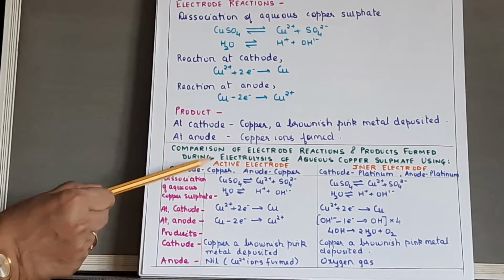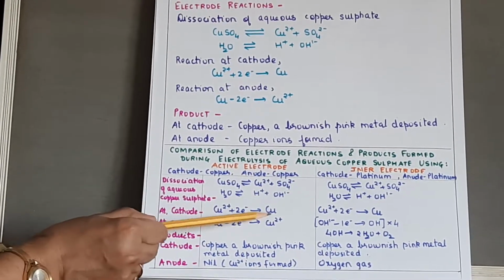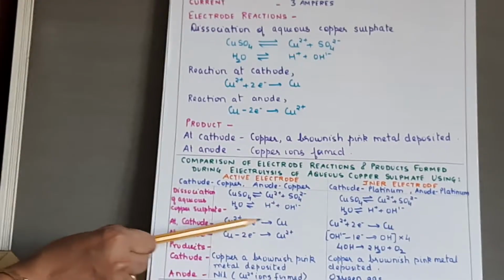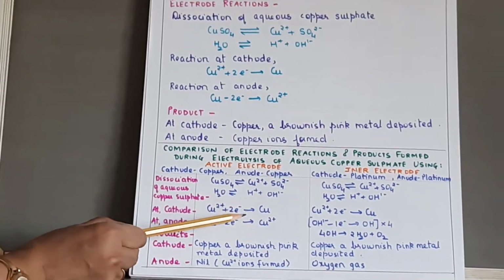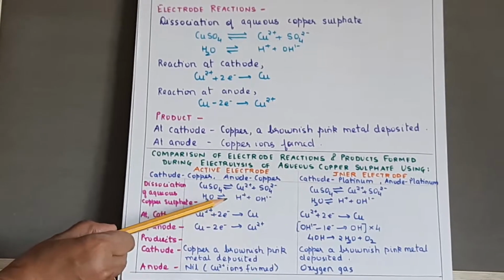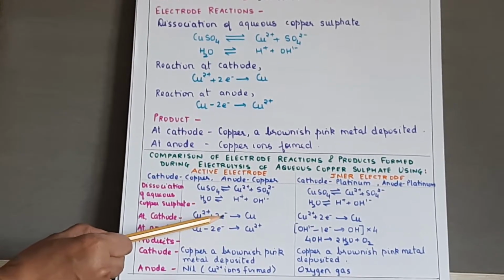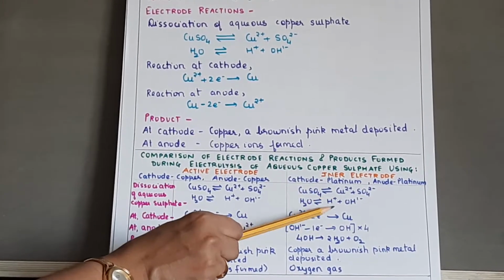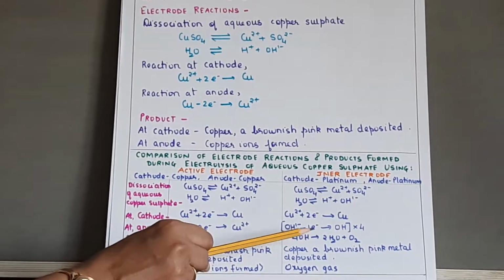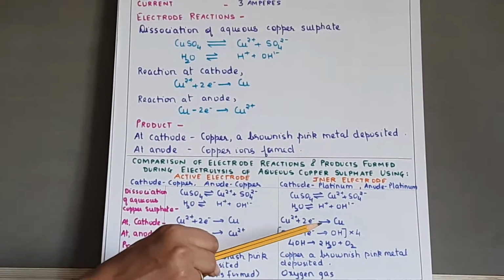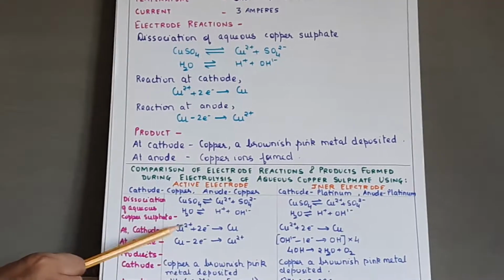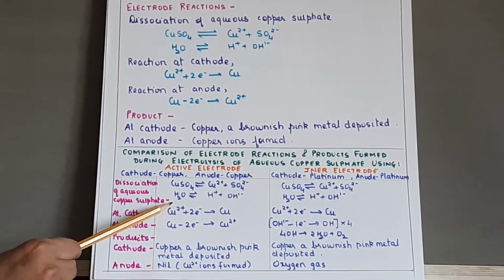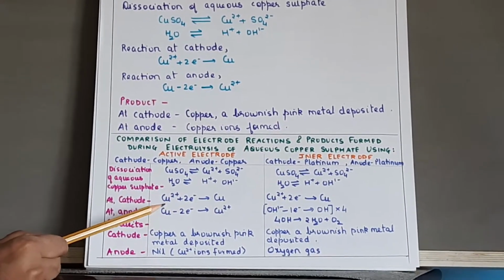Unlike here, with active electrodes, copper is getting discharged to form copper atoms, and again at the anode copper ions are formed. So there is a balance in the copper ions, and it is the copper ions which impart the blue color to the copper sulfate solution, right? So when you are using platinum, the blue color is going to fade and the anode will remain intact. There will be no decrease in mass of the anode. Whereas here, the blue color will remain intact and the anode will decrease in mass.